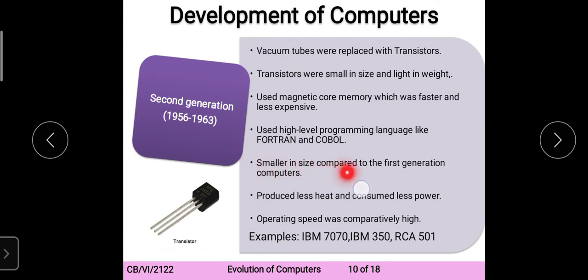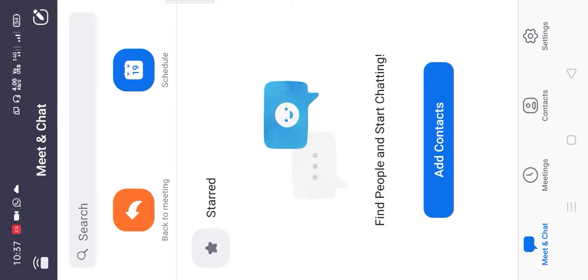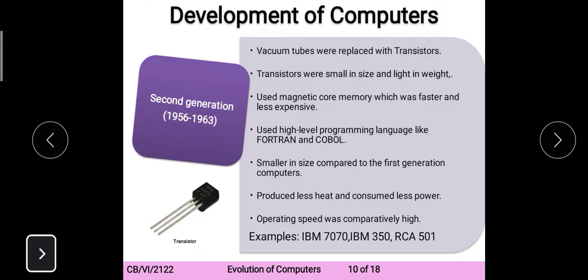It is small in size compared to the first generation computer. As generations move ahead, the size gets smaller, and chips were invented to store the memories. It produces less heat and consumes less power.